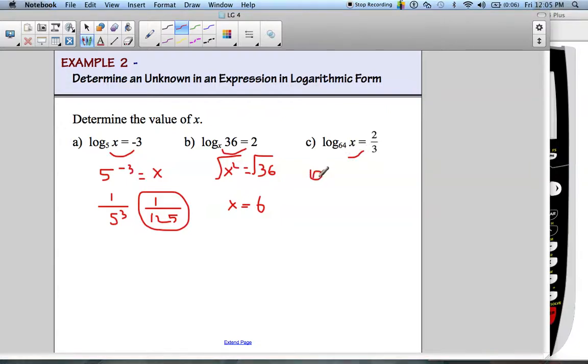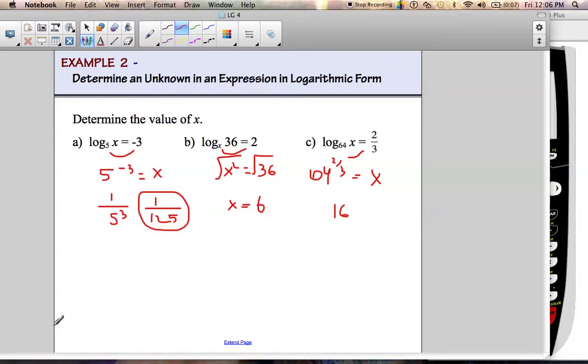Here, we're trying to find the argument x, so boot up. So we got 64 to the 2/3 as my power, equals x. So now when we have 64 to the 2/3, we can use our calculator to solve that one. So we get our calculator out and we go 64 power 2 divided by 3, and we get an answer of 16.